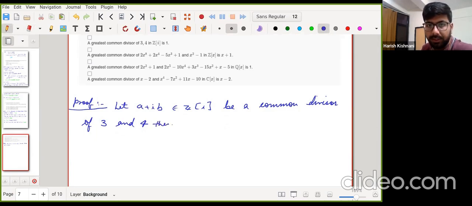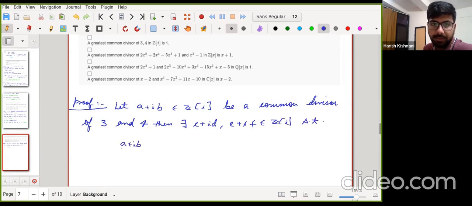Then there exist c plus eta d and e plus eta f inside Z[i] such that (a plus eta b) times (c plus eta d) is equal to 3 and (a plus eta b) times (e plus eta f) is equal to 4.